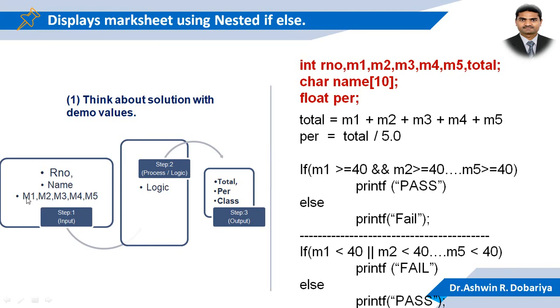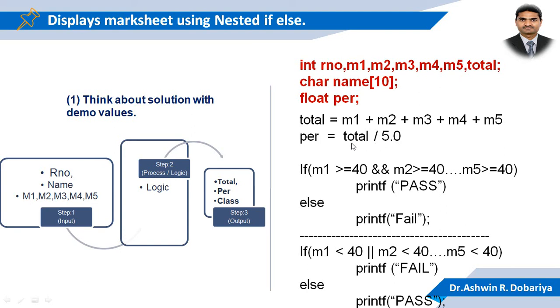Now once we input the 5 subject marks, what are the next steps? That is our actual logic. The logic is based on the 5 input marks m1, m2, m3, m4 and m5. If we perform addition, then we get the total, and after that the total is divided by 5.0. I already explained in a previous video why we have to mention 5.0, but again I will revise the same thing.